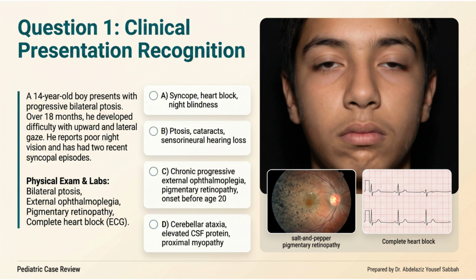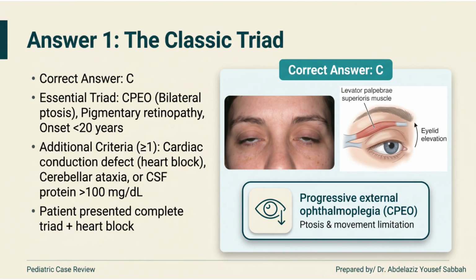Option A, fainting, heart block, and night blindness. Option B, eyelid drooping, cataracts, and sensory neural hearing loss. Option C, chronic progressive external ophthalmoplegia, pigmentary retinopathy with onset before age 20. Option B, cerebellar incoordination, elevated cerebrospinal fluid protein, and proximal muscle weakness. The correct answer is option C.